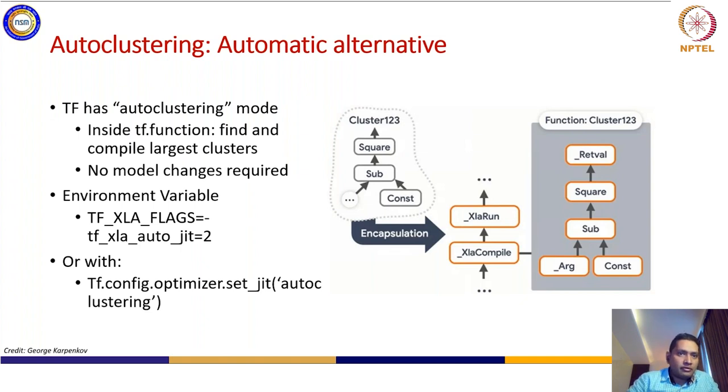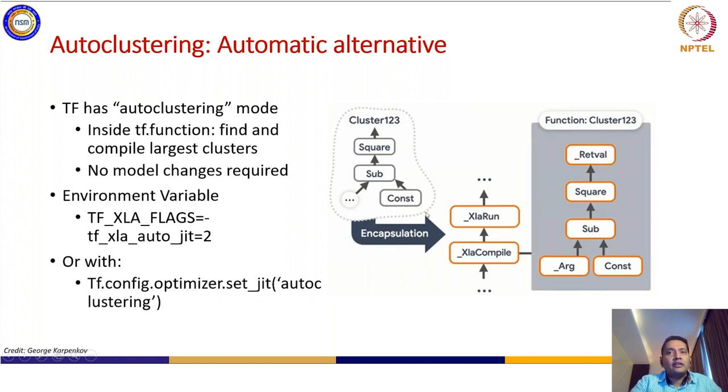If you are not so sure, there is flexibility as well. That is called auto clustering. So that means if you keep this environment variable TF_XLA_FLAGS equal to --tf_xla_auto_jit=2, which essentially enables auto clustering inside your environment, you do not need to identify the kernels or operations to be fused and wrap them with the XLA runtime. Of course, there is another way, which is tf.config.optimizer.set_jit auto clustering.